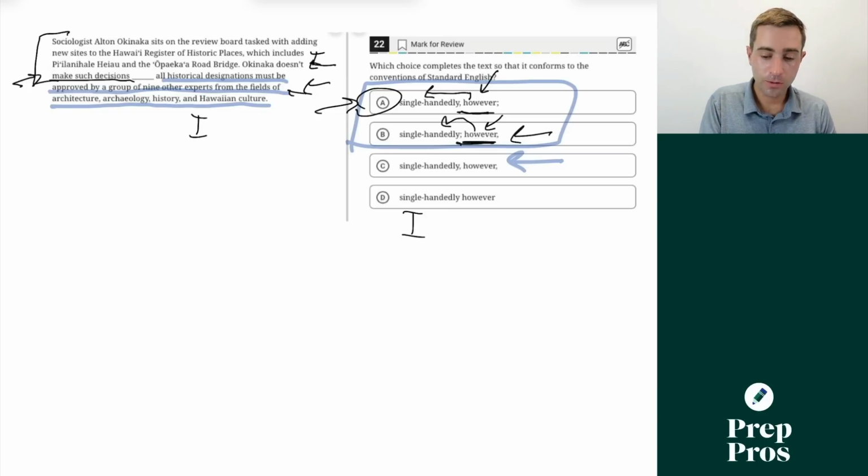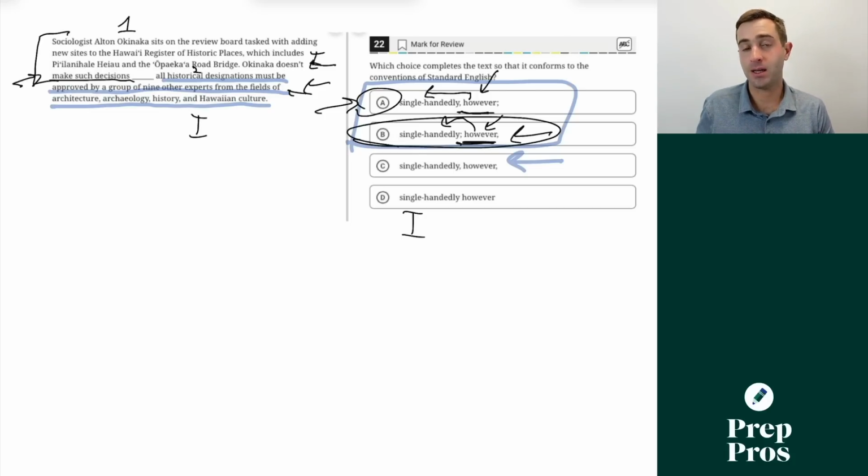If this was changed from however to a furthermore or an additionally or an accordingly, we would have to use this type of structure. But since we have a contrast between sentence 1 and sentence 2, that tells us that A is correct.